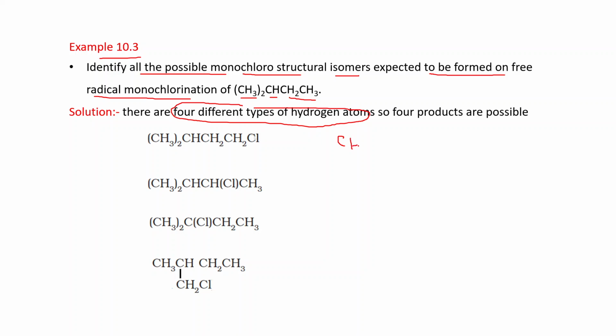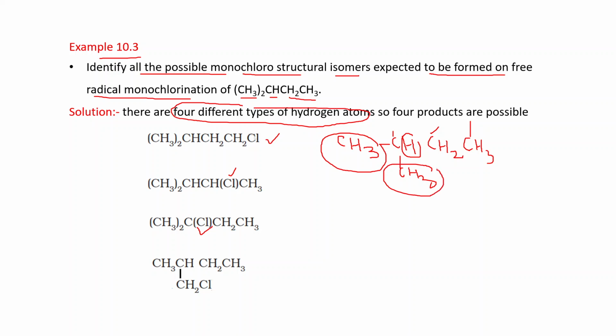You can write this structure. This is CH3, this is CH, this is CH3, and then this is CH2 and CH3. If the hydrogen atom from this carbon is replaced, we will get this one. If the hydrogen atom from this carbon is replaced, we will get this one. And if the hydrogen atom from this carbon is replaced, we will get this one. And if a hydrogen atom from either this methyl group or this methyl group is replaced by Cl, then we will get this product.